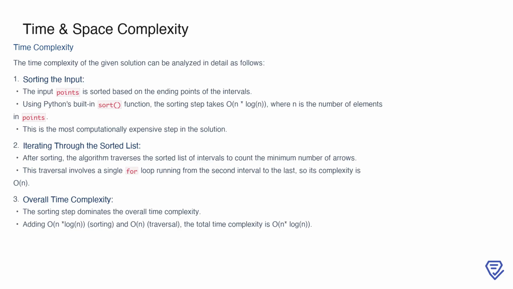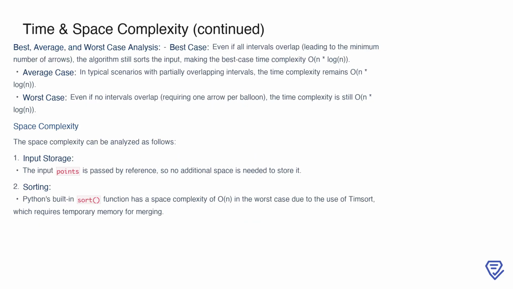After sorting, the algorithm iterates through the sorted list to determine the minimum number of arrows required. This traversal involves a single loop, which runs in O(n) time, as it processes each interval exactly once. When we combine these two steps, the sorting step dominates, resulting in an overall time complexity of O(n log n). Now, let's consider the best, average, and worst cases for the algorithm.